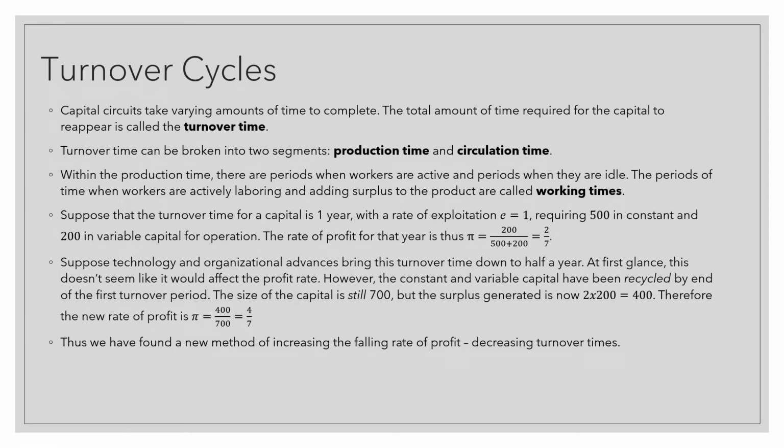But that's not the only way to divide it up, because within the production time itself, there are active and passive periods, active and idle periods. There are periods when the workers are actively laboring and adding surplus to the product, and times when they're not. For example, think about farming. There's a lot of labor to do, but also a lot of sitting around and waiting. And that time does factor into this chronology.